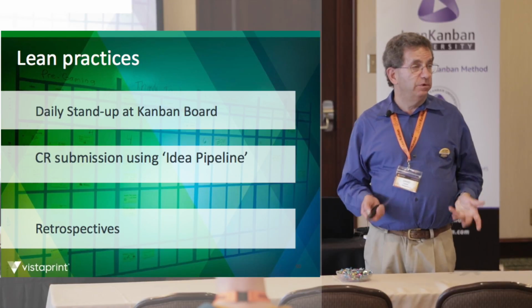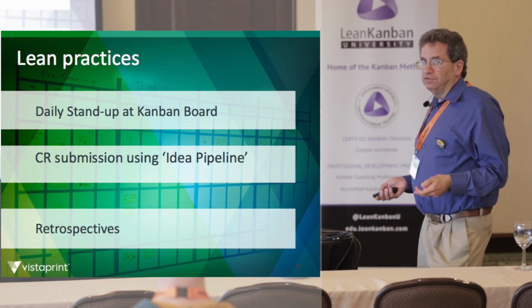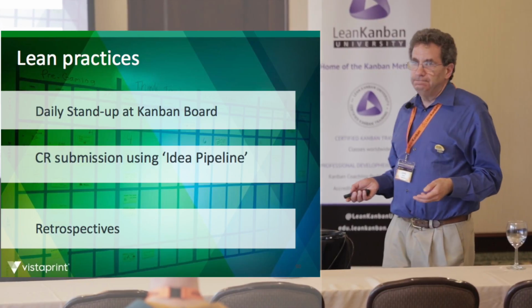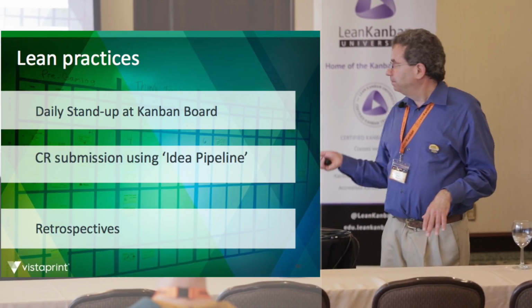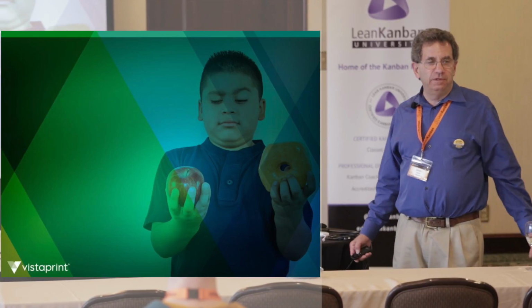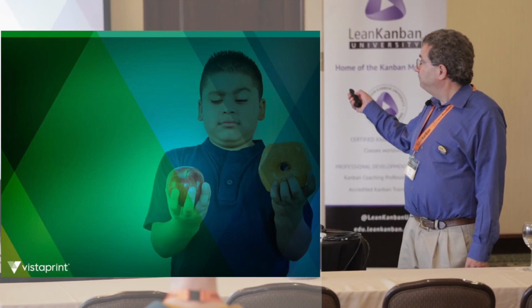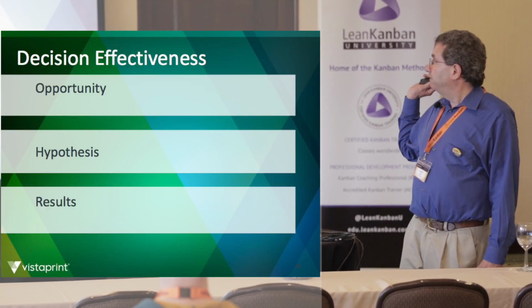Because people could focus on what they knew they had to do coming up shortly. And as I mentioned, we introduced retrospectives. So these were some of the practices the team introduced. And then they had to deal with decisions. How do you make the decision process more effective? So they felt the decision effectiveness problem.